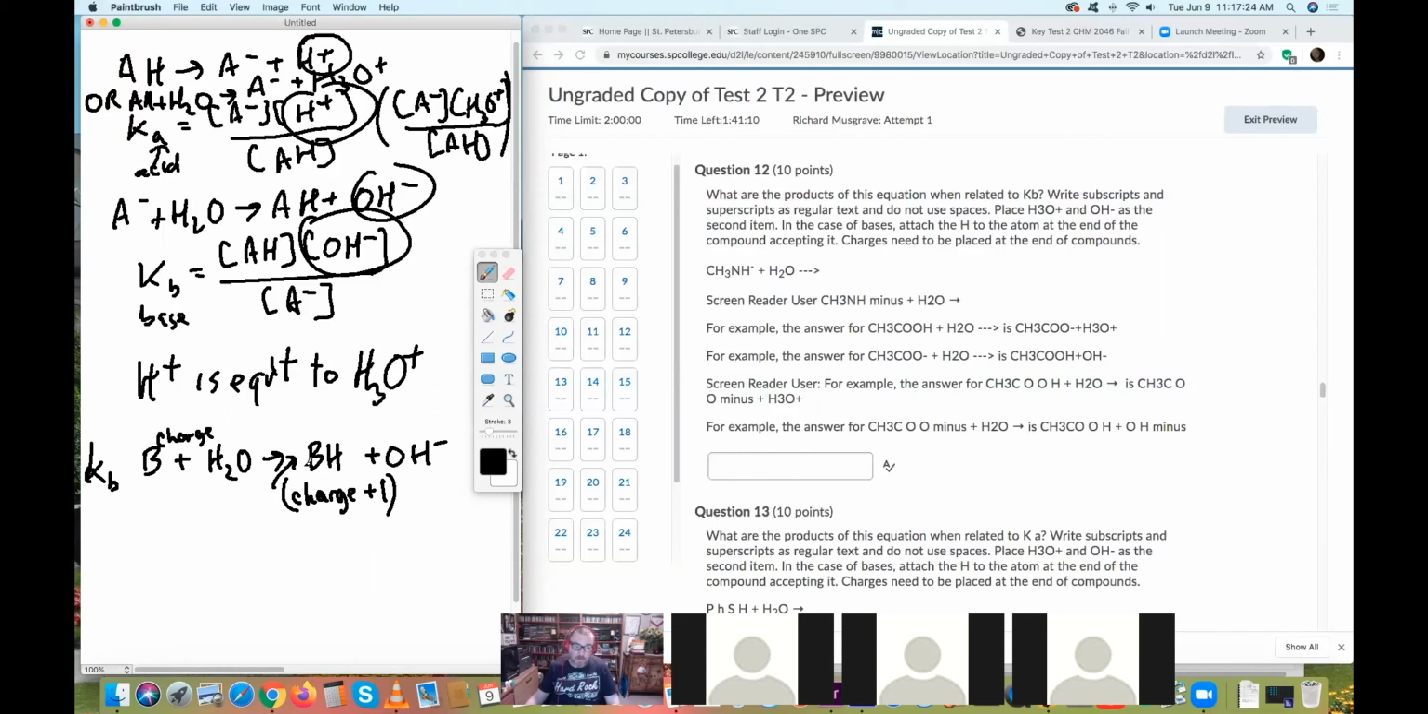It could be neutral. It could be anything, any charge. But what's important is that the product here will have an extra H and the charge will go up by 1.